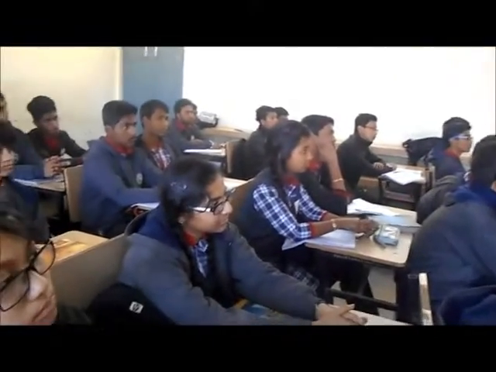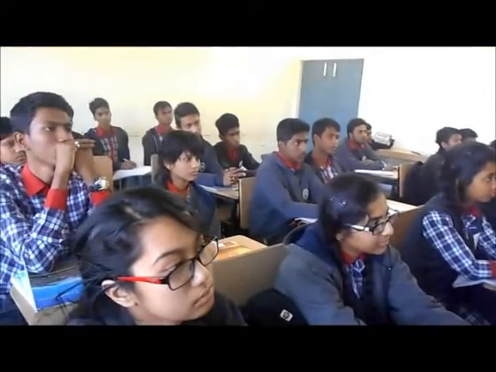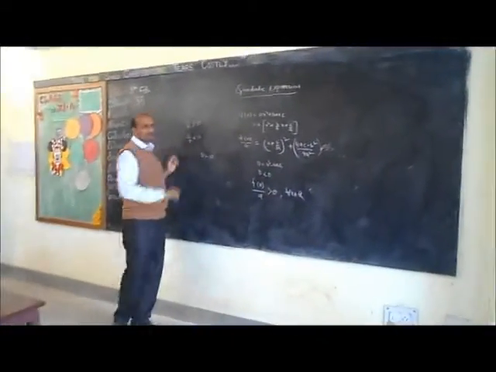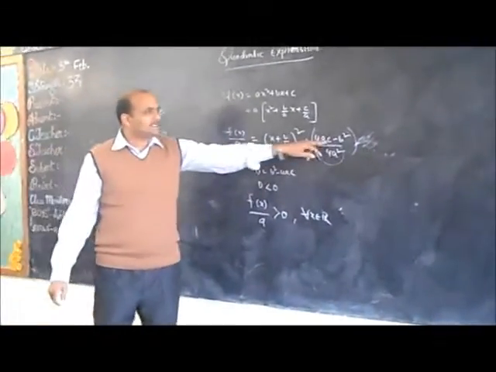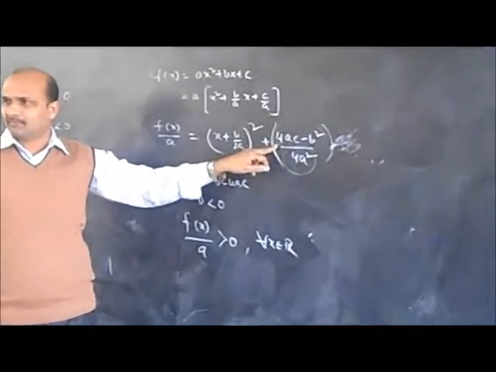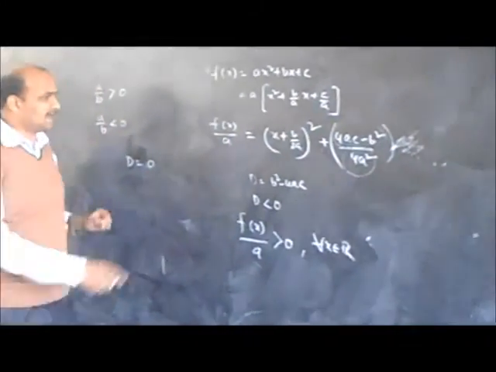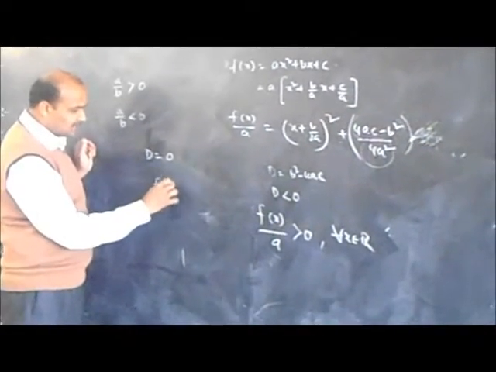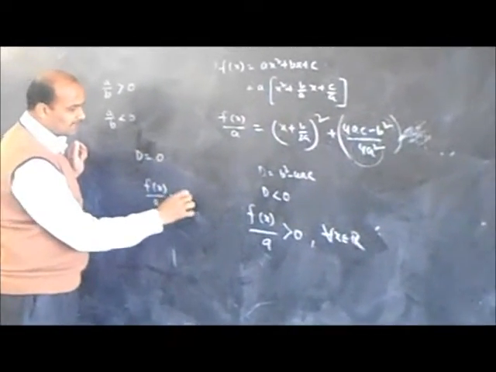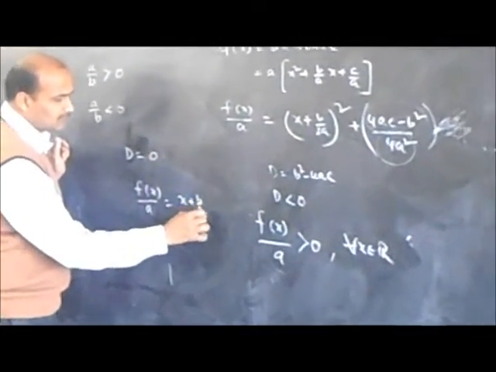Now this is the case when discriminant is equal to 0. So what happens when d is equal to 0? If b square minus 4ac is 0, then 0 by something, the whole part is 0. So what will you get? F of x by a is equal to x plus b by 2a whole square.